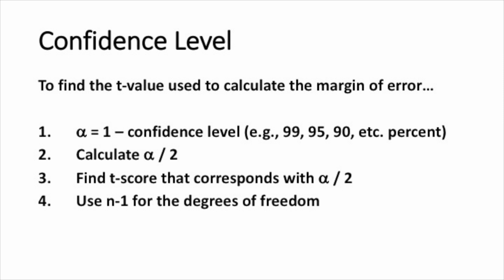So that's your alpha. Alpha would be 1 minus the confidence level that you set. Then you calculate alpha divided by 2. So let's say you're doing a 90% confidence interval. 1 minus 90% gives you an alpha of 10%. 10% divided by 2 gives you 5%. Then you find the t-score that corresponds with that value, that alpha divided by 2, and you use n minus 1 degrees of freedom, where, of course, n is your sample size.